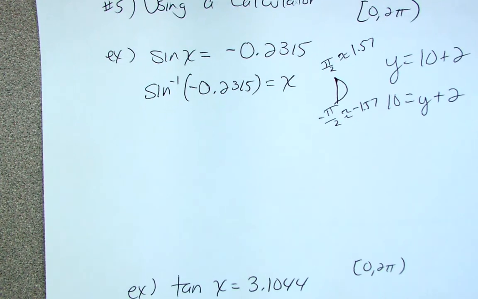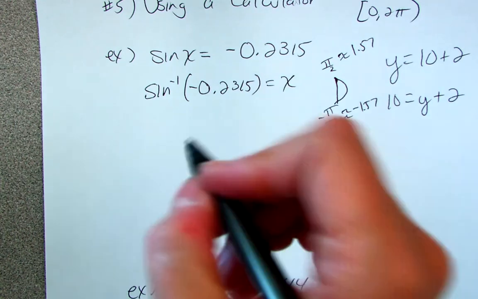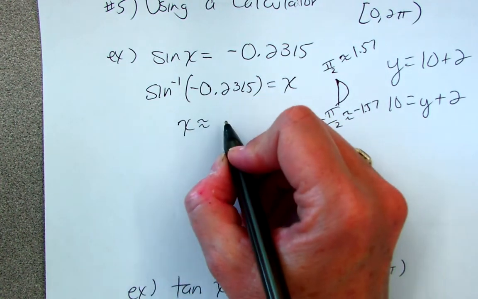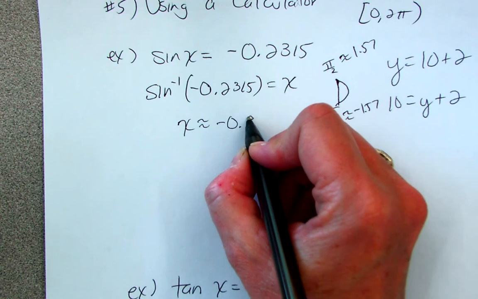Okay, I'm going to grab myself my handy-dandy calculator. My handy-dandy calculator is going to tell me how to do this. Let's see. So I'm going to put in 0.2315. There's a couple ways to look at this. Yeah, I'll put in the negative. We'll try that. I put in the negative, and now I'm going to find the inverse sine button. Okay, I found it. This is what my calculator is displaying.